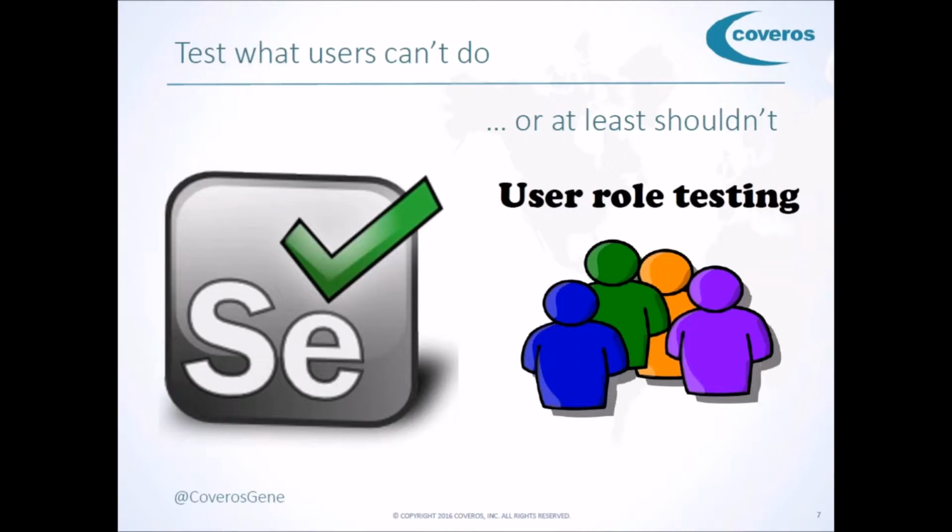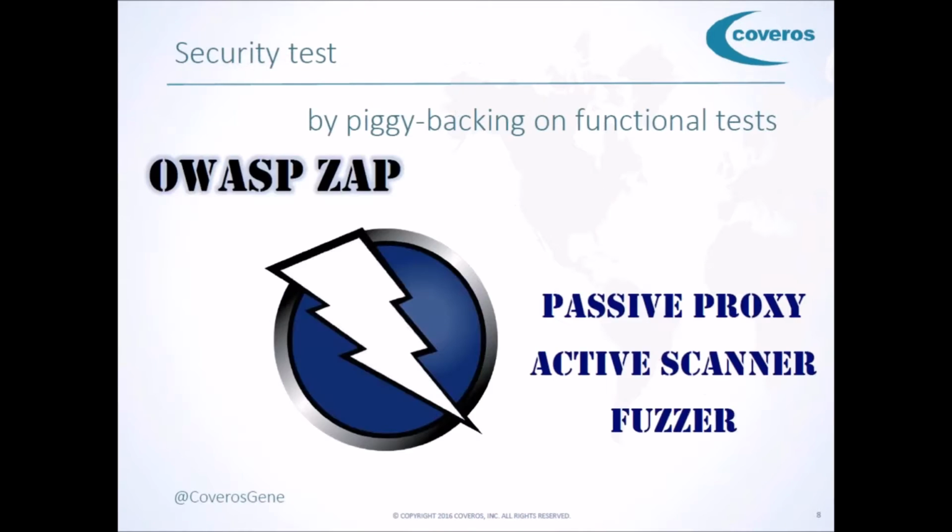While you're doing your regular functional tests, you might want to consider doing some user role testing. That's like making sure that an admin can see this, a regular user can't. A logged-in user can see this screen, a non-logged-in user gets the login screen instead. And you can piggyback that on your regular functional test with Selenium.